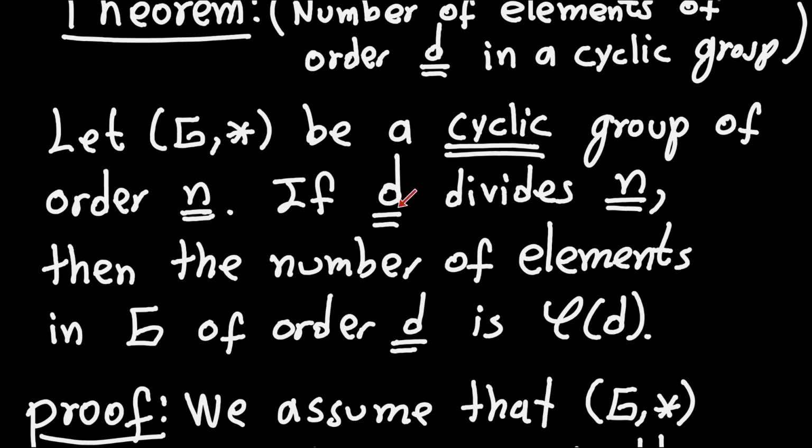If you have a divisor D, if D divides n, then the number of elements in G of that order D is phi of D. So this theorem is telling us the number of elements in G that have a particular order. That's phi of D, the Euler function, the one that we reviewed at the beginning of this lecture. So that's why I had to review that.